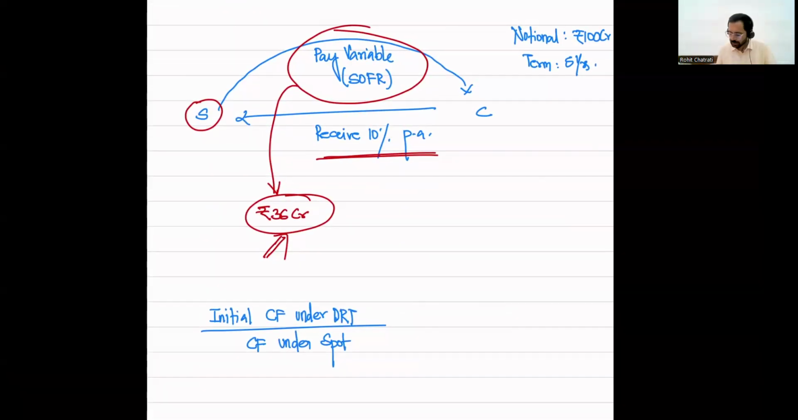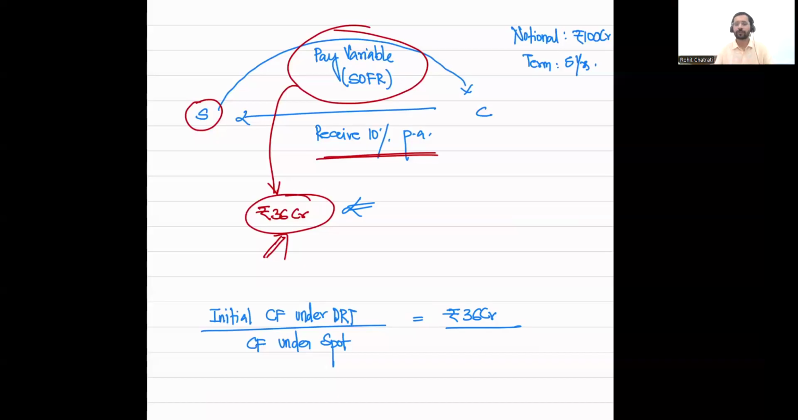All right. Now we know that the initial cash outflow under the derivative contract is actually equal to rupees 36 crores because the question has actually already provided this information. All right, 36 crores is the initial outflow that we are having under the derivative contract. Now we have to actually see what is the cash flow that S Limited would actually have to undertake for a similar position in the spot market. All right, so the first step is to find out what is a similar position in the spot market.